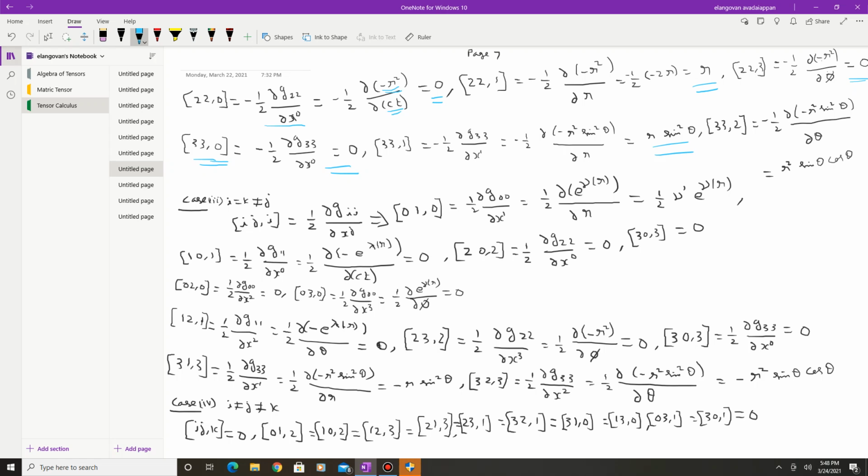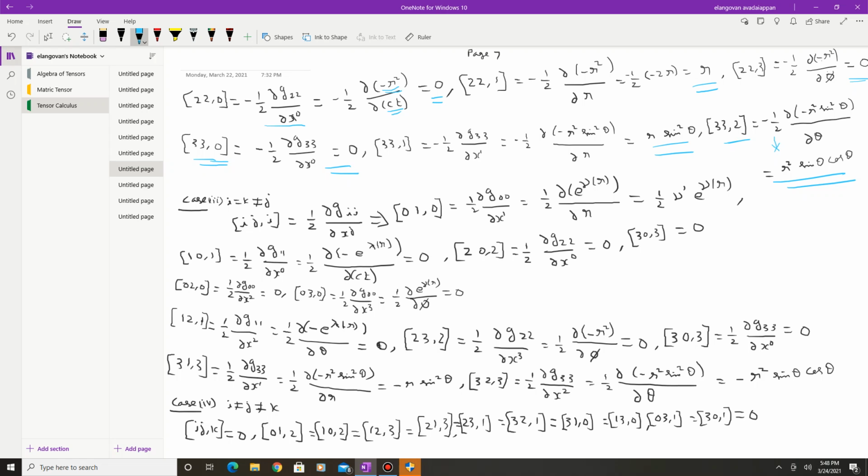And 3 3 2: minus half into partial d of minus r square sine square theta, and you have to differentiate with respect to theta because x2 coordinate is theta. Once you differentiate, you will get this result. So this is non-vanishing. So from this you get this.